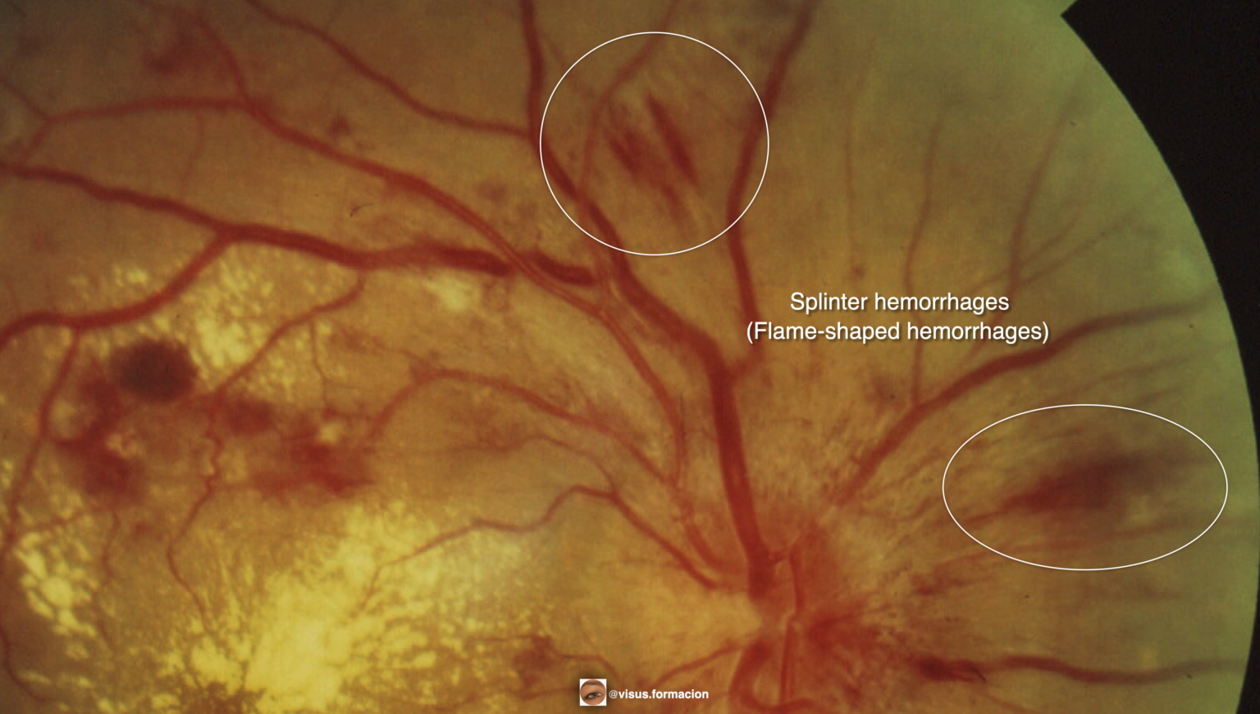Splinter or flame-shaped hemorrhages are a subset of retinal hemorrhages, which are located within the nerve fiber layer of the retina. They have a directional value since they are oriented following the path of the ganglion cell axons towards the optic disc.